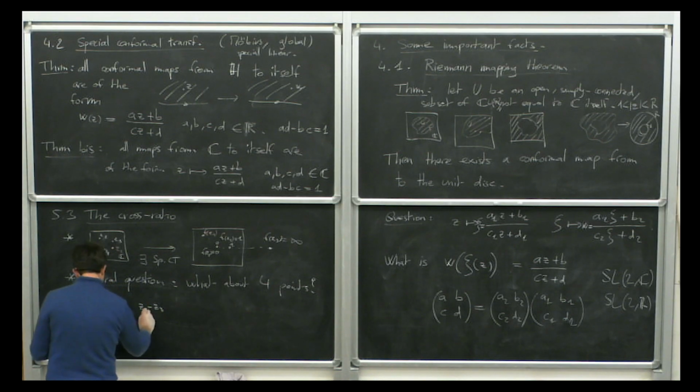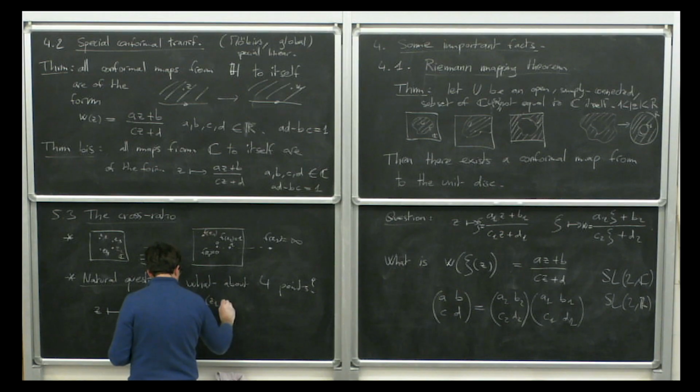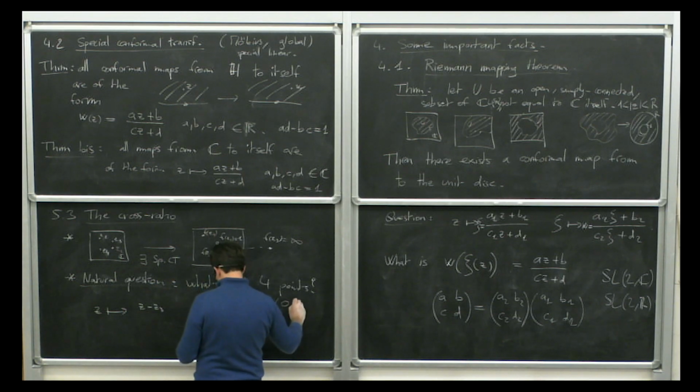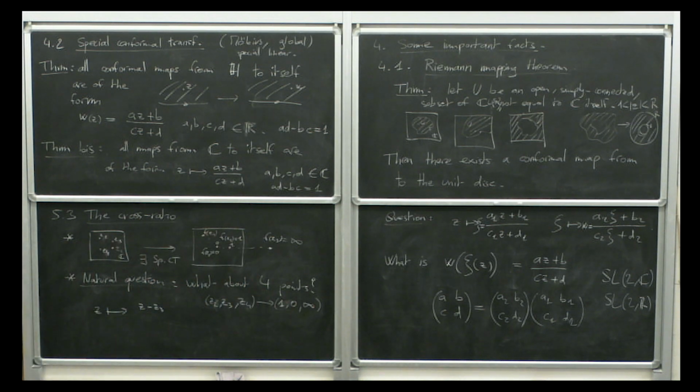So it sends Z3. I may have missed the indices. I messed up the indices. I'm sorry about this. So I want to send Z2, Z3, and Z4 to 0. No, sorry, to 1, 0, and infinity. That's the convention I'm using. It's Ahlfors' convention, so if you don't like it, blame Ahlfors for it.